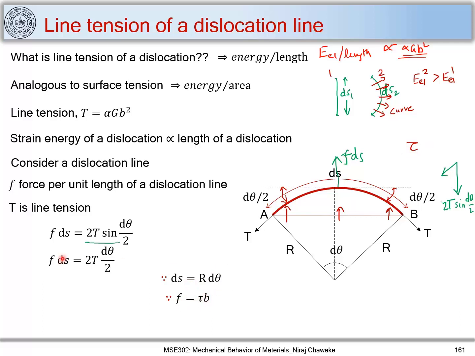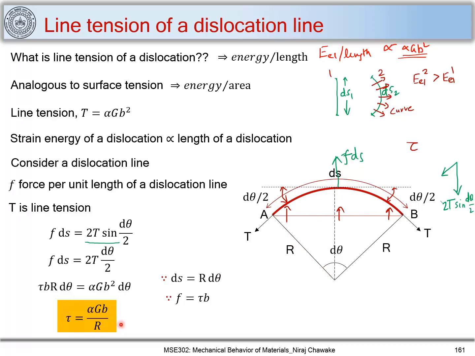And when we replace this in this relation, what we get is tau b r d theta equal to alpha G b square d theta, where T we are replacing as alpha G b square. And when we rearrange, what we get is that the shear stress equals alpha G b upon R. So we had this straight dislocation which was made into a curved dislocation when we apply a shear stress tau, and this shear stress tau is given as alpha G b upon R, where R is the radius of this curvature.